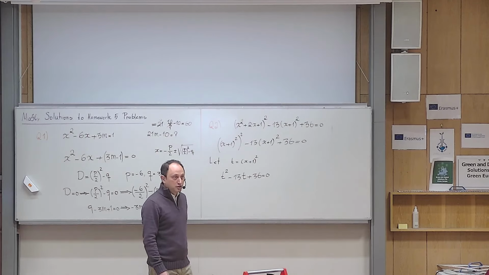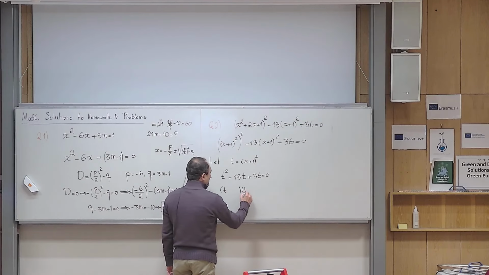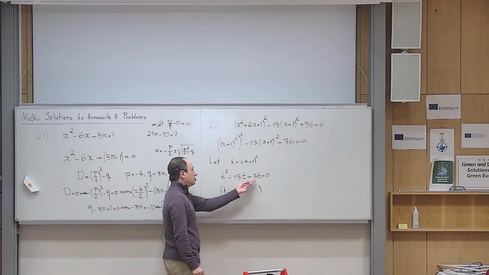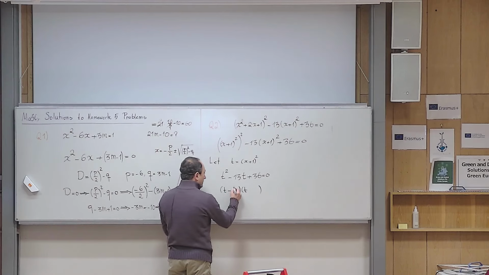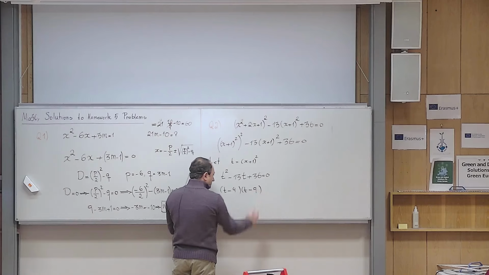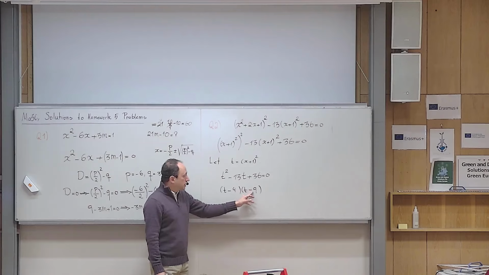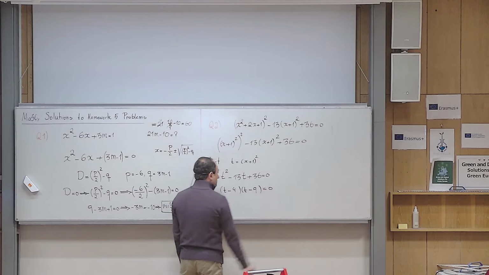But I have to adjust the signs. So I will write t here, t there. I ask myself, can I give two numbers whose product is 36 and whose sum is minus 13? The answer is minus 4 and minus 9. Why? Because minus 4 plus minus 9 is minus 13, and the product is positive 36. And this is equal to 0.